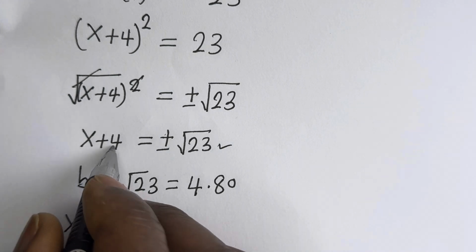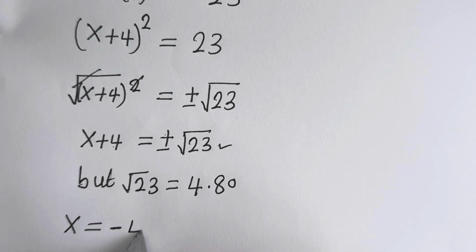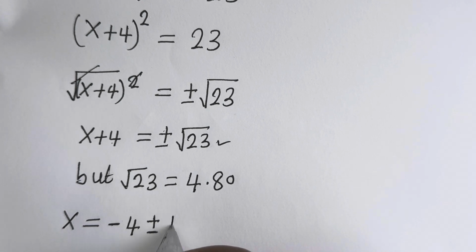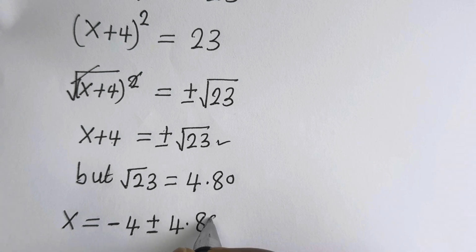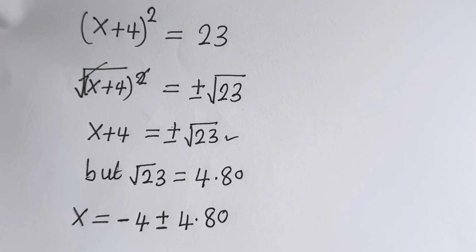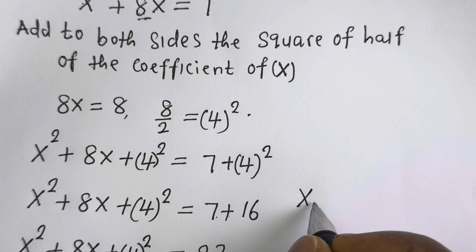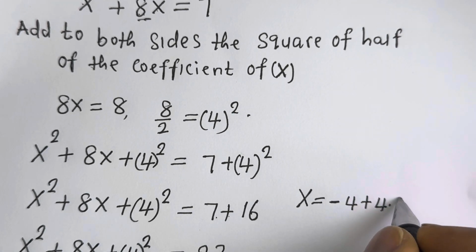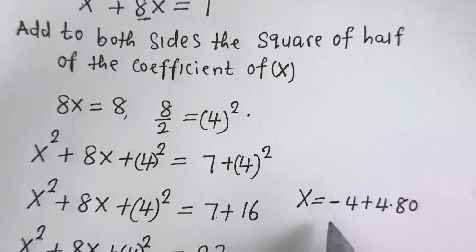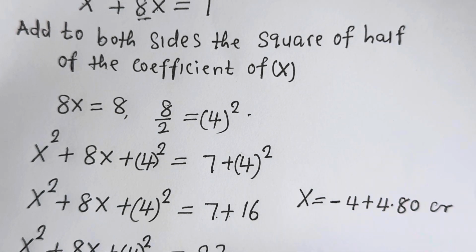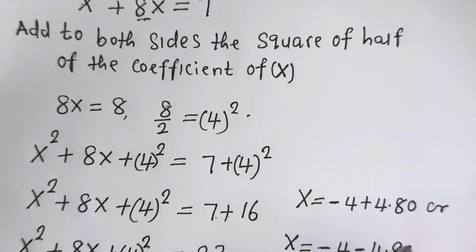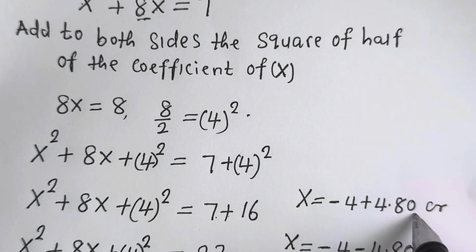Then this can be written as s is equal to, if you take this to the other side, it becomes minus 4 plus or minus 4.80. Then s is equal to minus 4 plus 4.80, or s is equal to minus 4 minus 4.80.